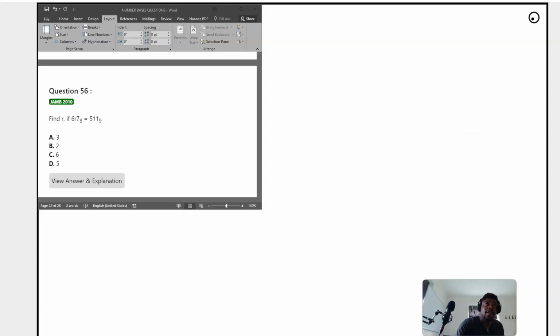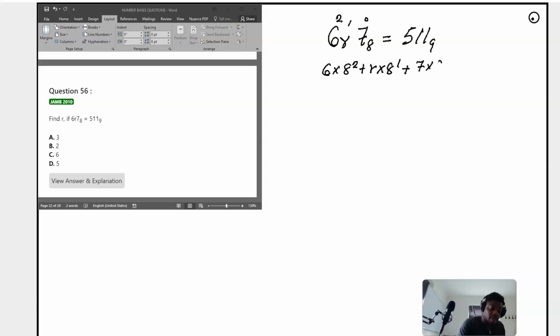Now, next question here. Find R if 6R7 base 8 is equal to 511 base 9. So let's convert this to base 10. So this is 6 times 8 raised by 2 plus R times 8 raised by 1 plus 7 times 8 raised by 0 is equal to, let's convert this one to base 10.